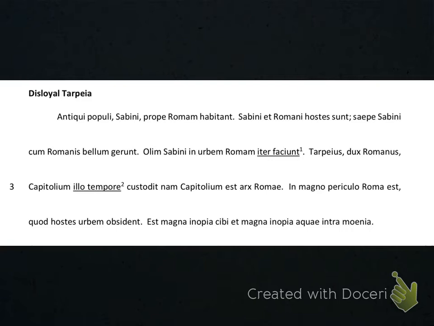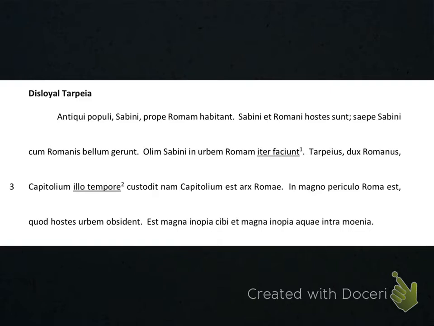This is a tutorial to help you complete the translation for the story Disloyal, Tarpeia. When I read a Latin sentence, I like to look for certain pieces of the sentence first before I start to do any translation. One of the first things that's most important to do is to make sure that you know what all of the words in the sentence mean, and to make sure that you're only looking at one sentence at a time. Let's start with the first sentence.